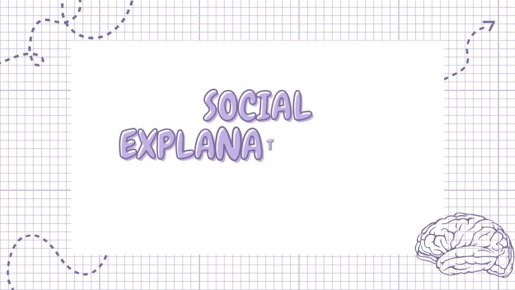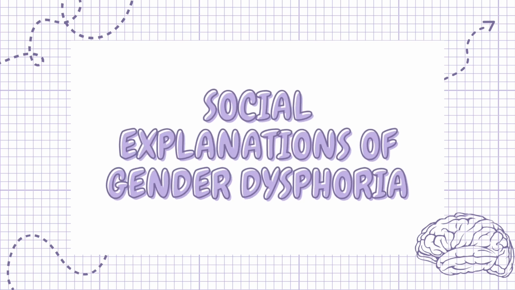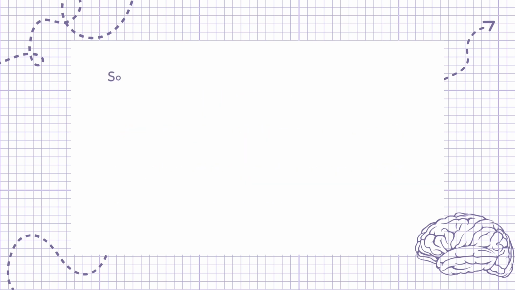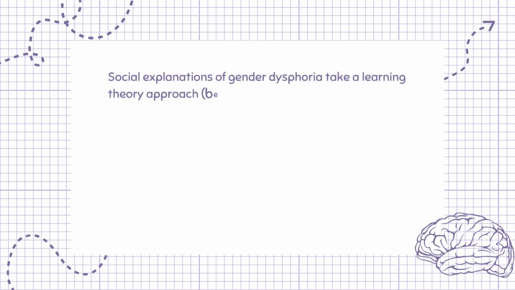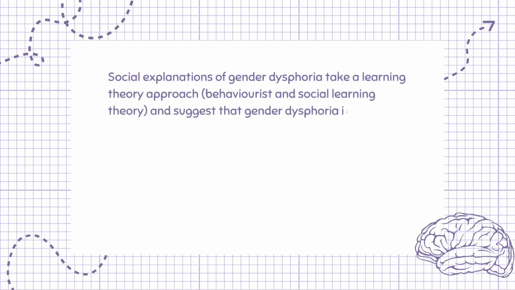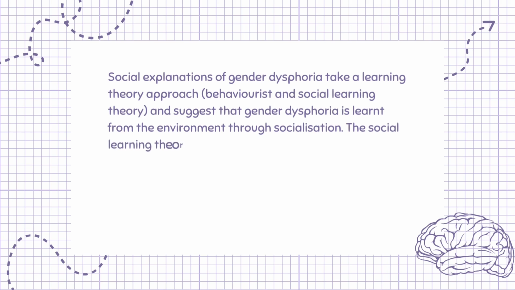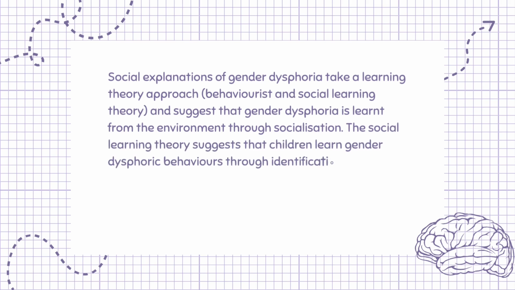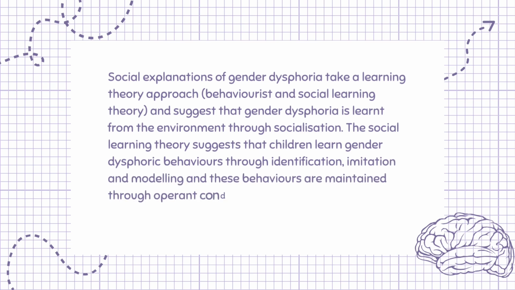Social explanations of gender dysphoria. Social explanations of gender dysphoria take a learning theory approach, behaviorist and social learning theory, and suggest that gender dysphoria is learnt from the environment through socialization. The social learning theory suggests that children learn gender dysphoric behaviors through identification, imitation, and modeling, and these behaviors are maintained through operant conditioning via positive and negative reinforcement.